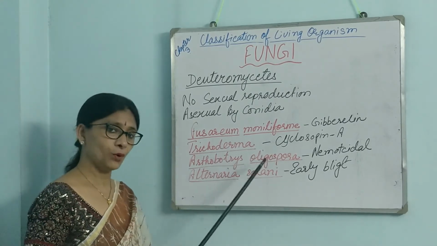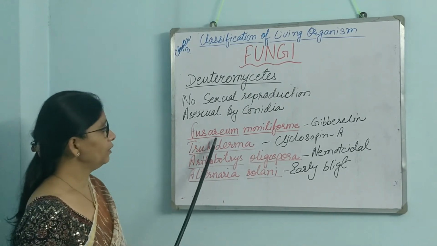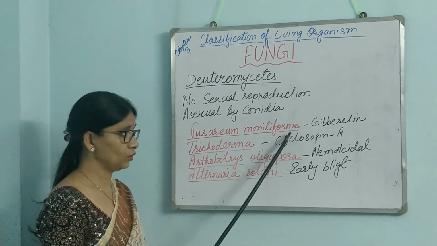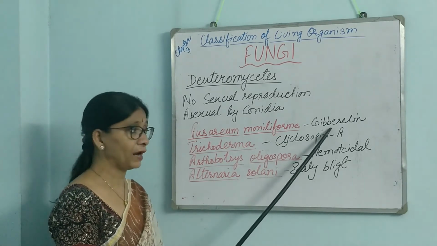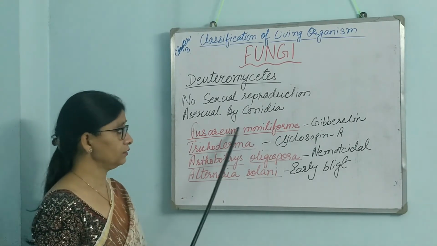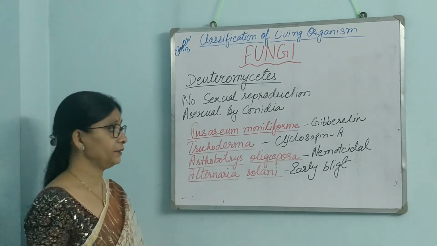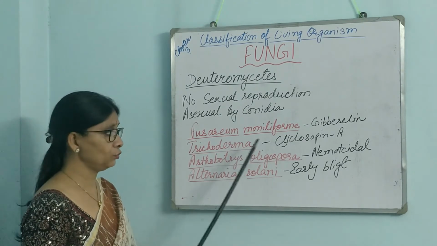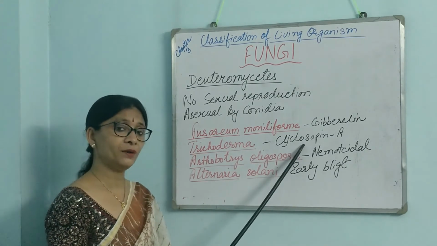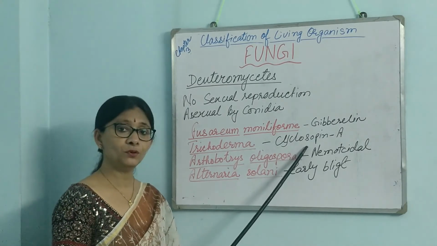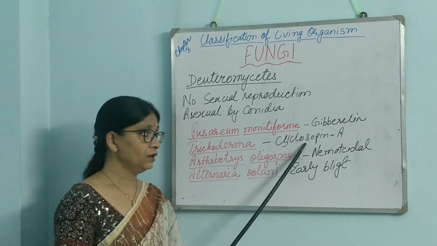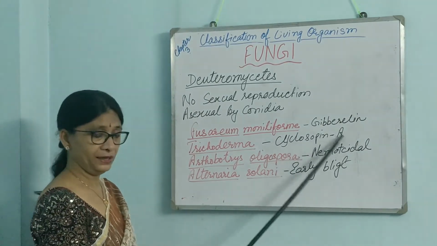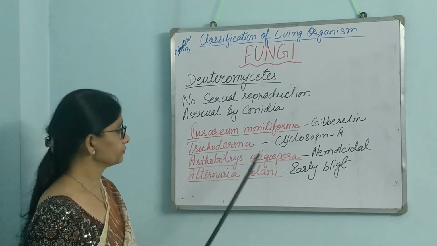Let's see some of the important examples of this group. Number 1, Fusarium moniliforme. It's an important fungus because it gives rise to gibberellin. It's a plant hormone. Industrially, Fusarium is used to produce gibberellin. Next is Trichoderma. This is yet another very important fungus. It is used in production of cyclosporin A, a very important medicine. This is an immunosuppressant, used during organ transplant operations and like that. Cyclosporin A comes from Trichoderma.